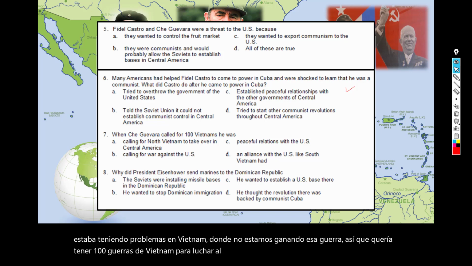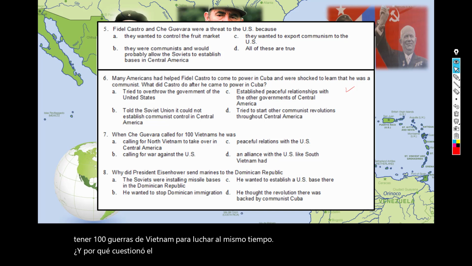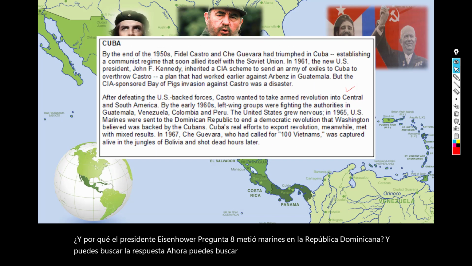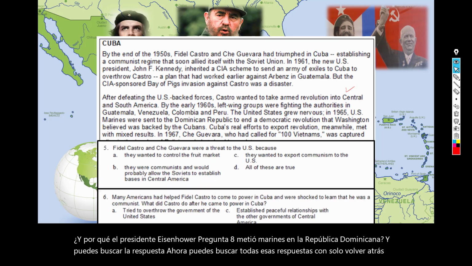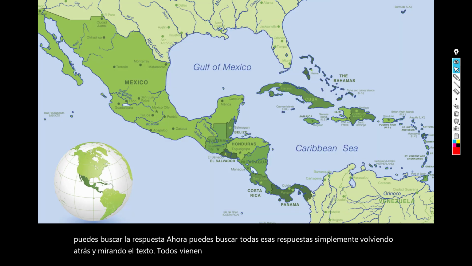And why did President Eisenhower, question 8, send Marines into the Dominican Republic? And you can look up the answer. Now, you can look up all those answers just by going back and looking at the text. They all come from there. Okay? All right, let's go to the next assignment.